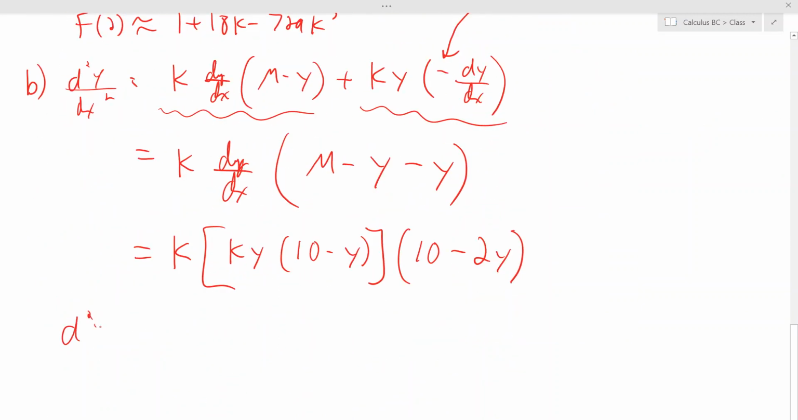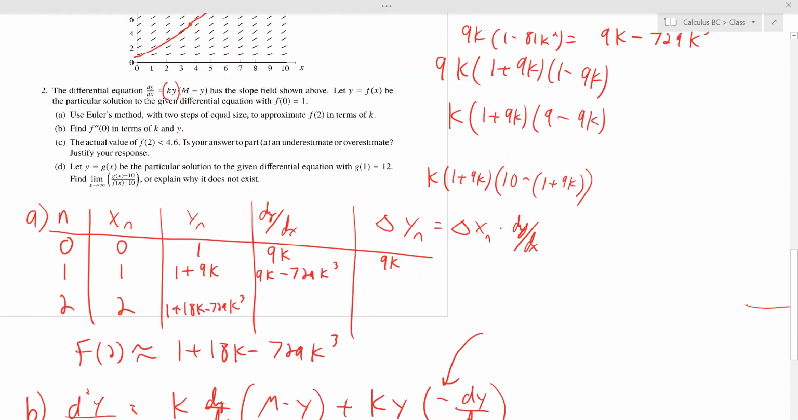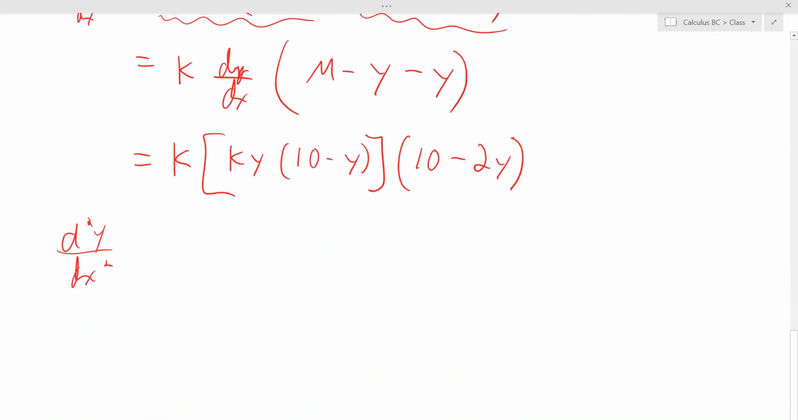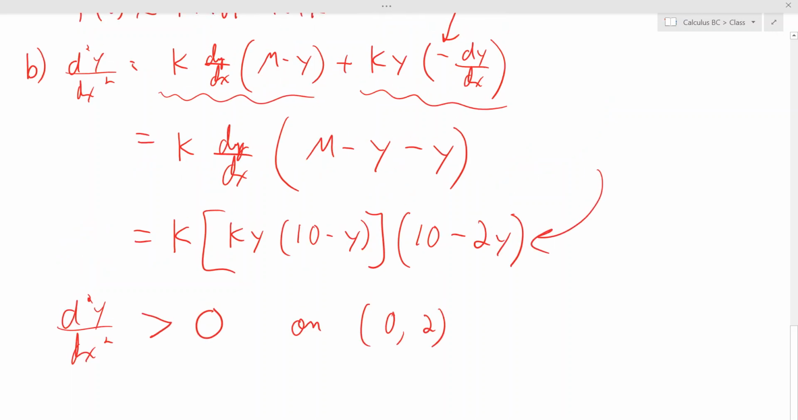So d squared y over dx squared. Because we know that f of 2 is less than this, I'm just going to say that it's positive. They might want you to show this by plugging into this derivative here. Like you put a 1 in there, it's positive. You put a 4.6 in there, it's positive. So it's positive the whole time, basically. But the second derivative is positive on the interval from 0 to 2. And that's what matters, because we started at 0 and we moved to 2. So we want to say that it's positive that whole time.